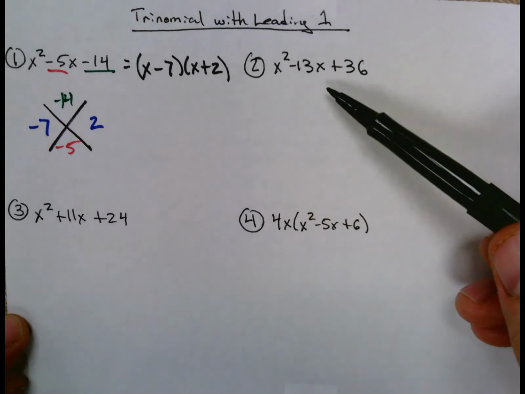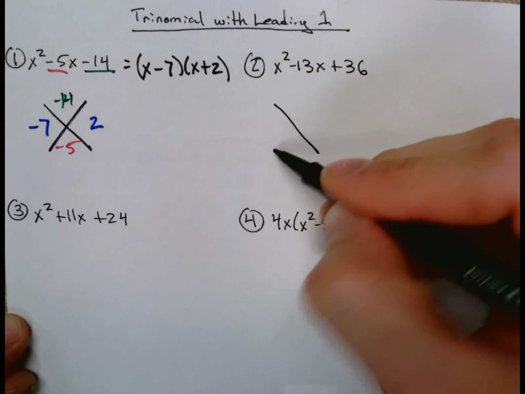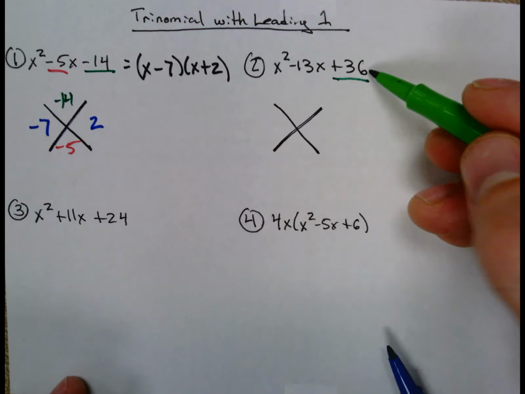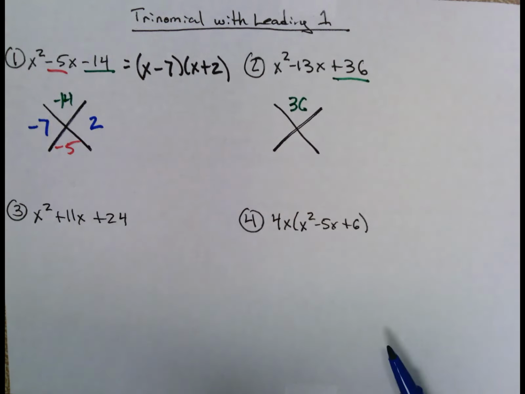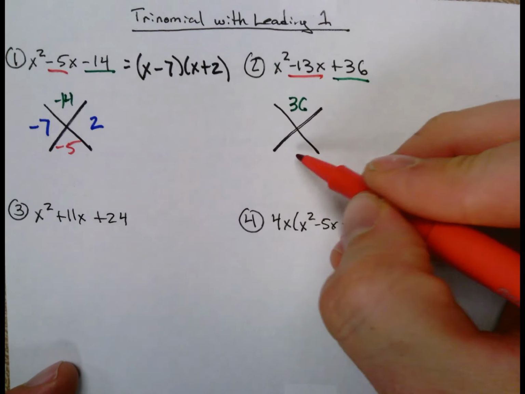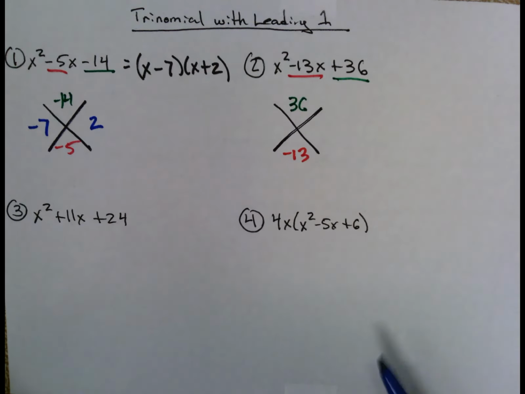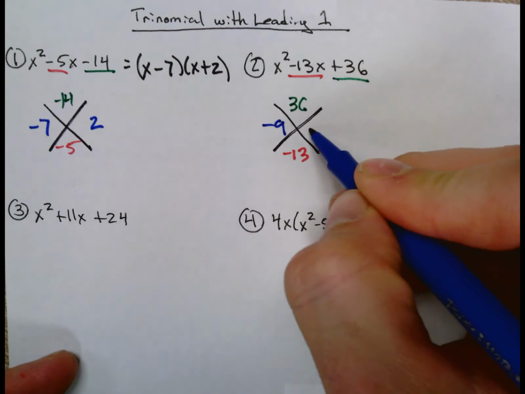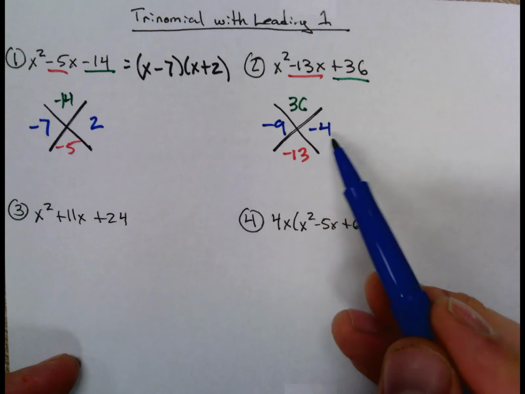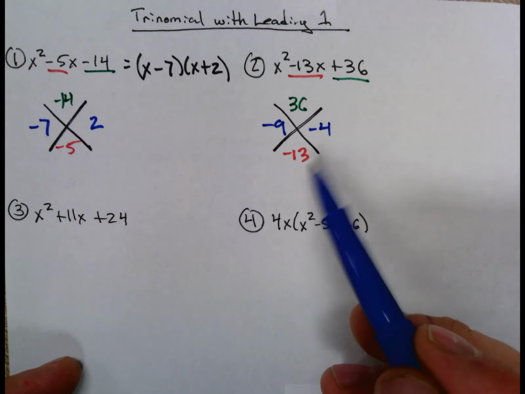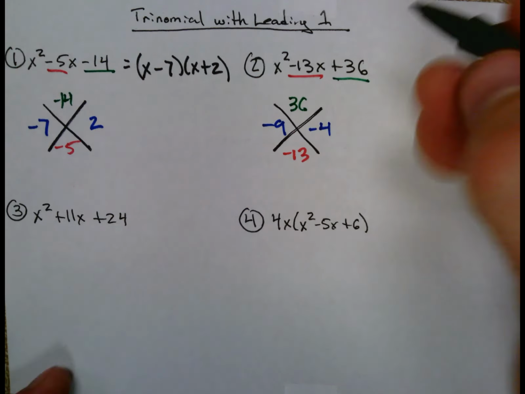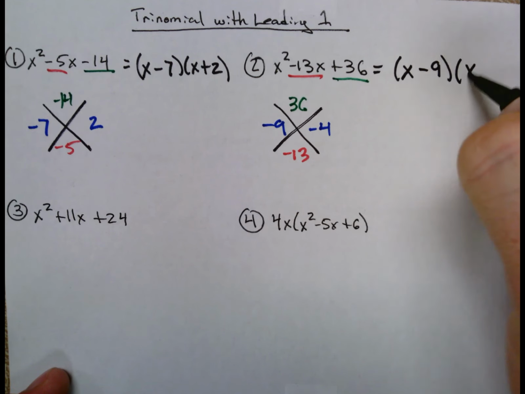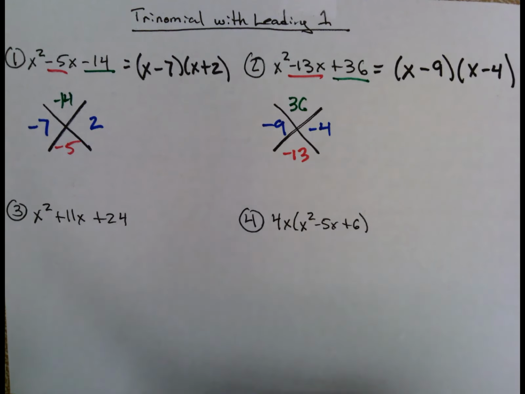x squared minus 13x plus 36, same idea. Create your diamond problem. The number here, that constant 36, is what we need to multiply to. The number with the x is what we need to add to, which would be negative 13. And that means that those two numbers would be a negative 9 and a negative 4, because the two negatives multiply to be a positive, and then they would add to a negative. So your factored version would be x minus 9 and x minus 4.